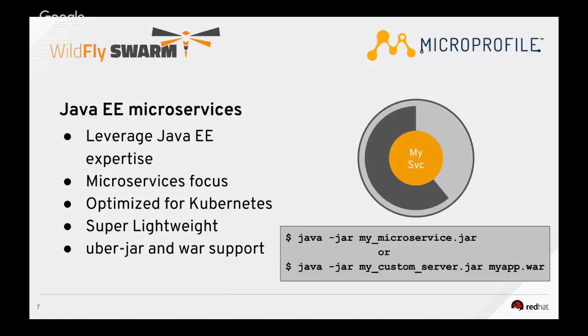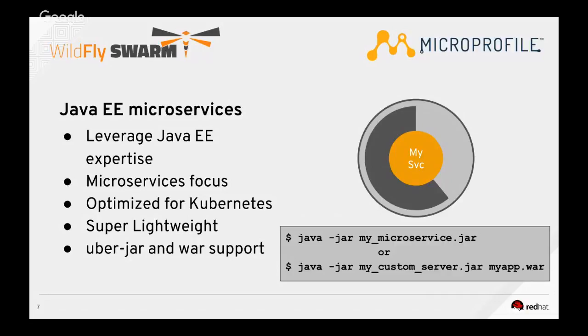So really cool. Again, microservices is the focus of Wildfly Swarm, so it's rethinking Java EE as a microservices platform by adding in MicroProfile. We also optimize it for Kubernetes. So we map the features that are available in Java EE and MicroProfile to the features that are available in Kubernetes. And I think Edson's going to show some of that. So it's super lightweight with UberJar support and a WAR file support as well.